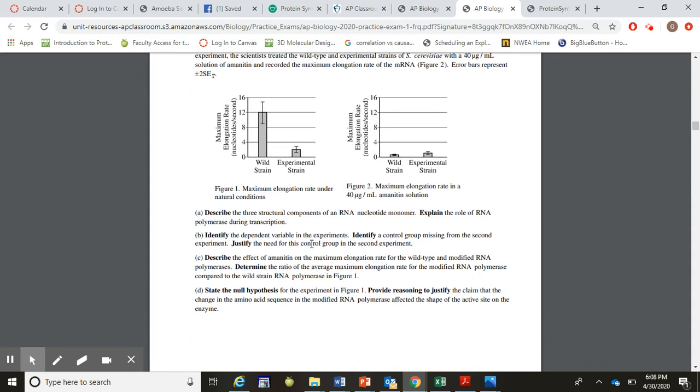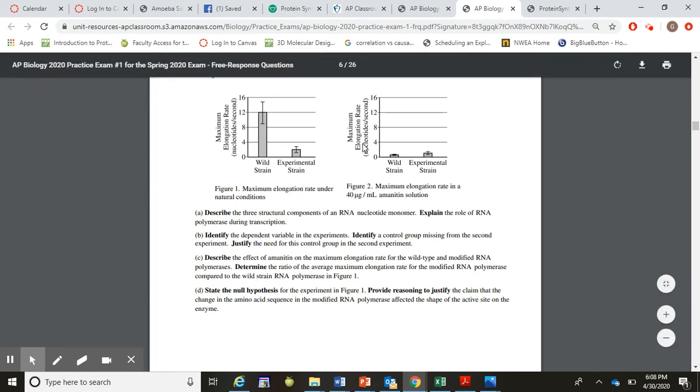Identify the dependent variable in the experiments. So they said both experiments, and if we look, our dependent variable is the same either way. So you don't have to specify two different dependent variables, it's just one. Remember, dependent is always on the y-axis, and here our dependent variable is the maximum elongation rate.